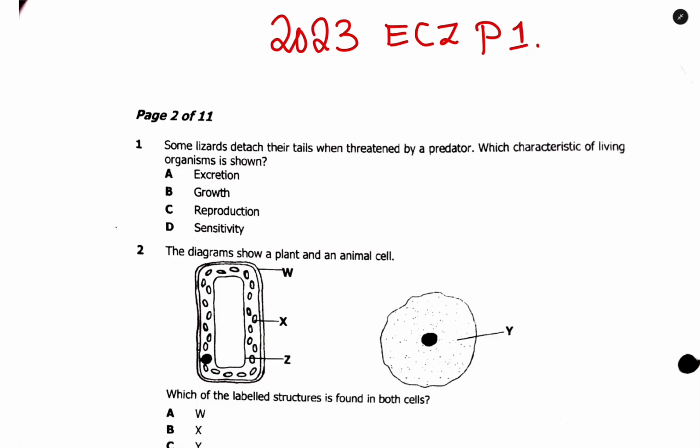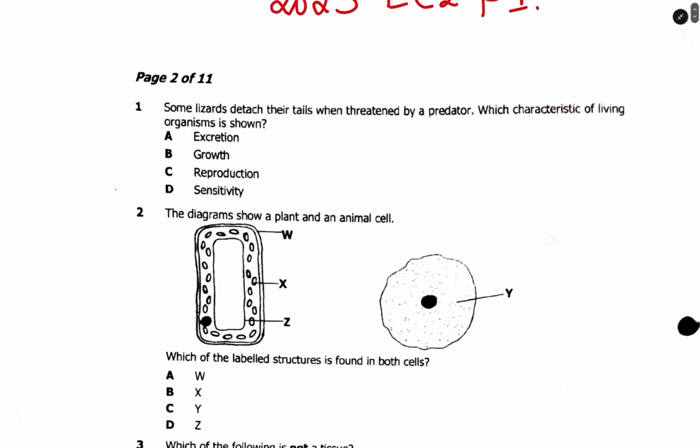The first question is, some lizards detach their tail when threatened by a predator. Which characteristic of living organism is shown? Some lizards detach their tail when threatened by a predator. Which characteristic of living organism is shown above? So 1, that is A, excretion.